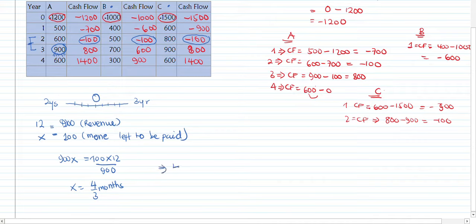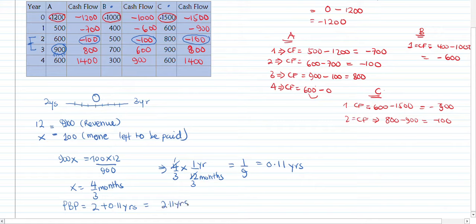So in years, it's going to be 4 on 3 by 1 over what? 12. That is 1 year, 12 what? Months, right? So that 4 will go here, 1, 4 will go here, 3, and we'll be left with 1 over 9. And so that is 0.11, right? So 0.11 years. So we'll be able to pay the 100 in 0.11 years. That is immediately after the second year. So it means that our payback period is equal to the 2 years plus 0.11 years. And that is equal to what? 2.11 years. Right.